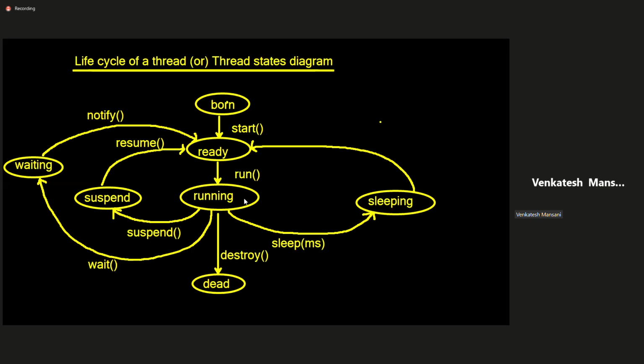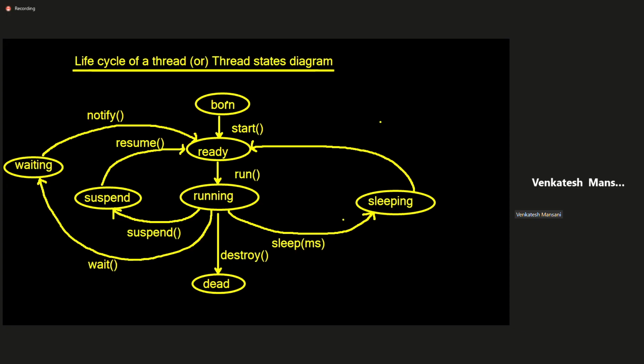Suppose one advertisement is required every 5 minutes. Then what you have to do? You have to write 5 into 60 into 1000. Then it will sleep for that much time period. After the time interval, it will start. Suppose a question is required every 3 minutes. You have to write 3 into 60 into 1000. It will sleep for 3 minutes.